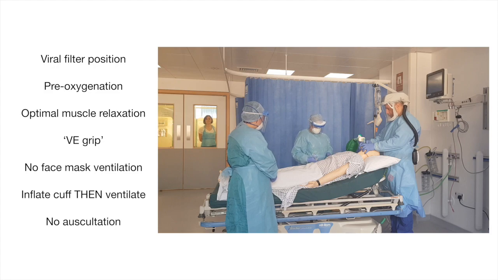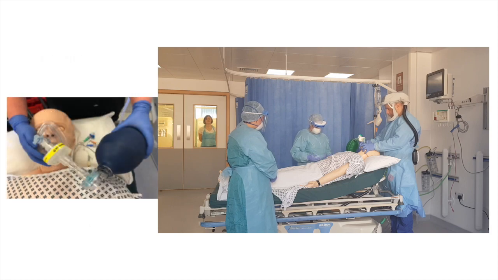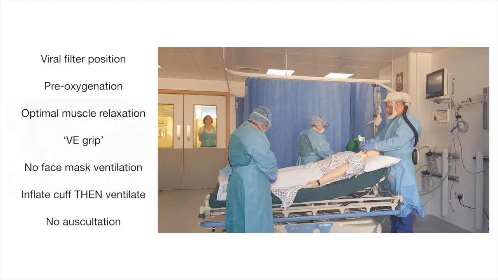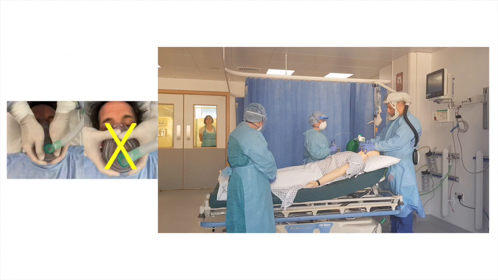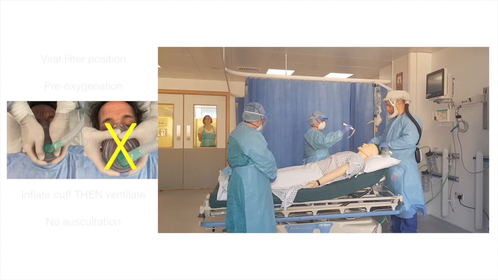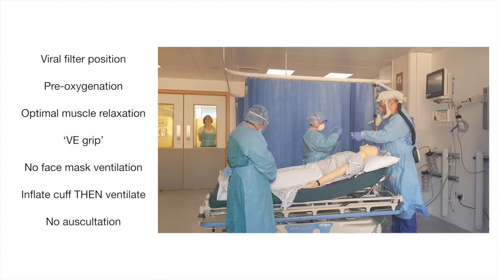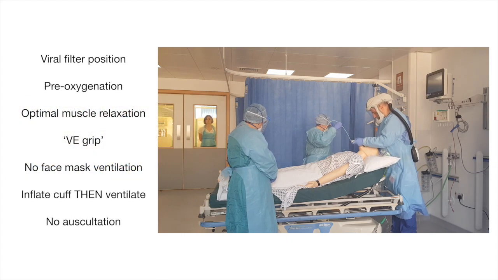Key points here are that the viral filter is positioned as close to the patient as possible in the circuit. Pre-oxygenation is done with a well-fitting mask via the Mapleson C circuit. Optimal muscle relaxation is provided. A good mask seal is maintained after induction using a VE grip, as shown here, to help contain the viral spread. No ventilation via the face mask is given after induction.